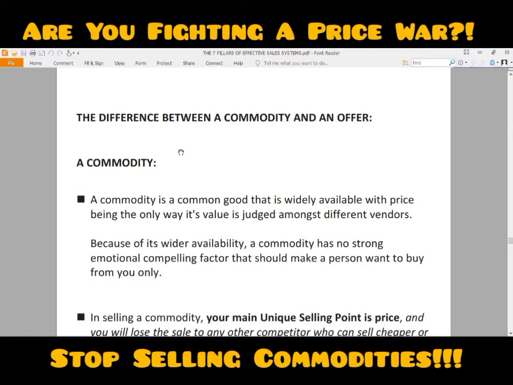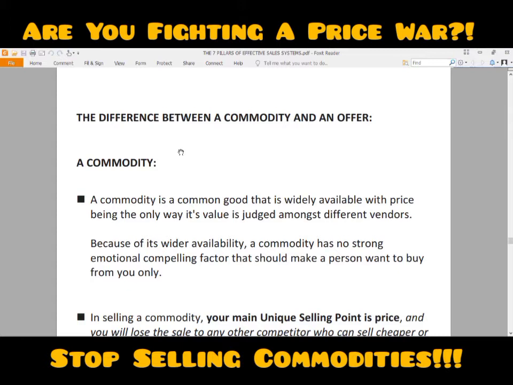Now, a commodity is a common good that is widely available, something you can find at different places, with price being the only way its value is judged amongst different vendors. So first, the product is widely available. Several people have it. So maybe you enter Alaba where people are selling LG TVs in different stores. There are a lot of people selling LG TV or Samsung TV and all that.